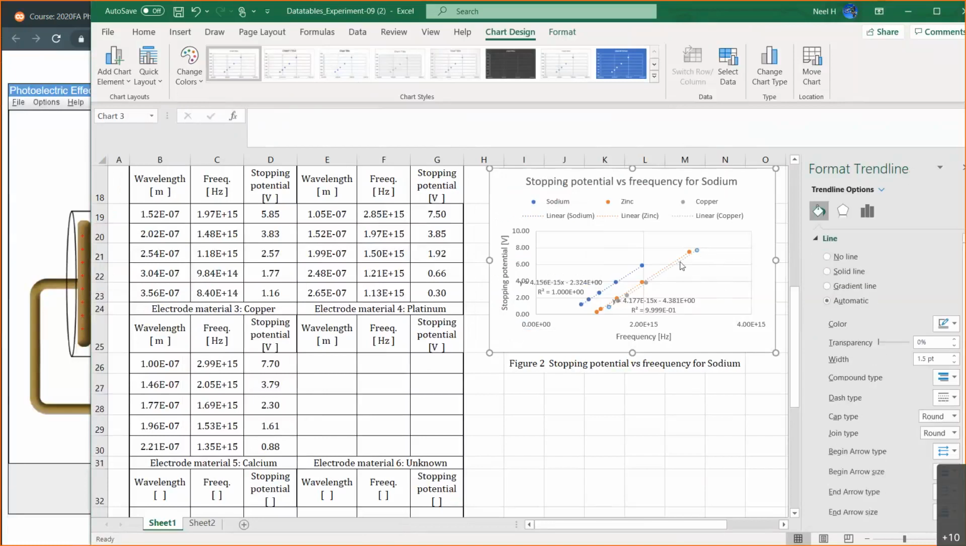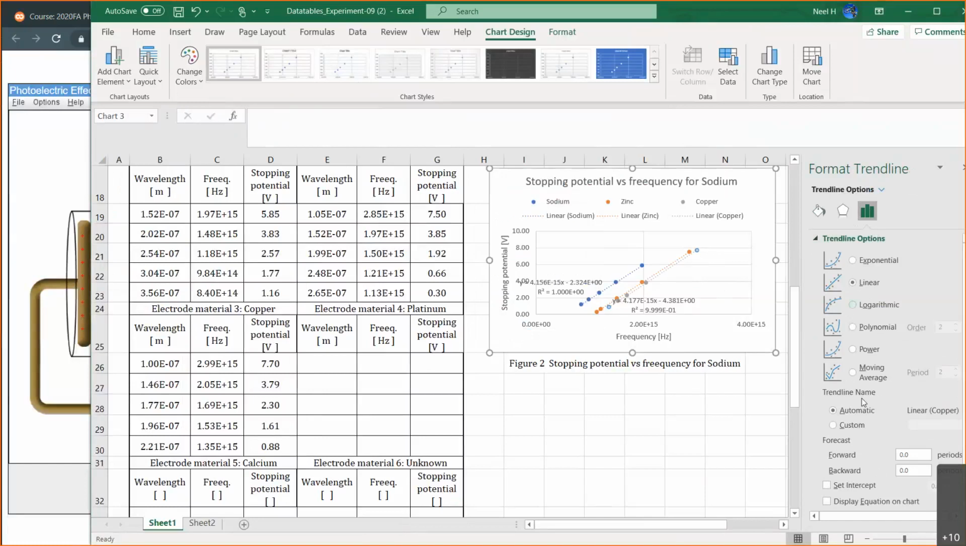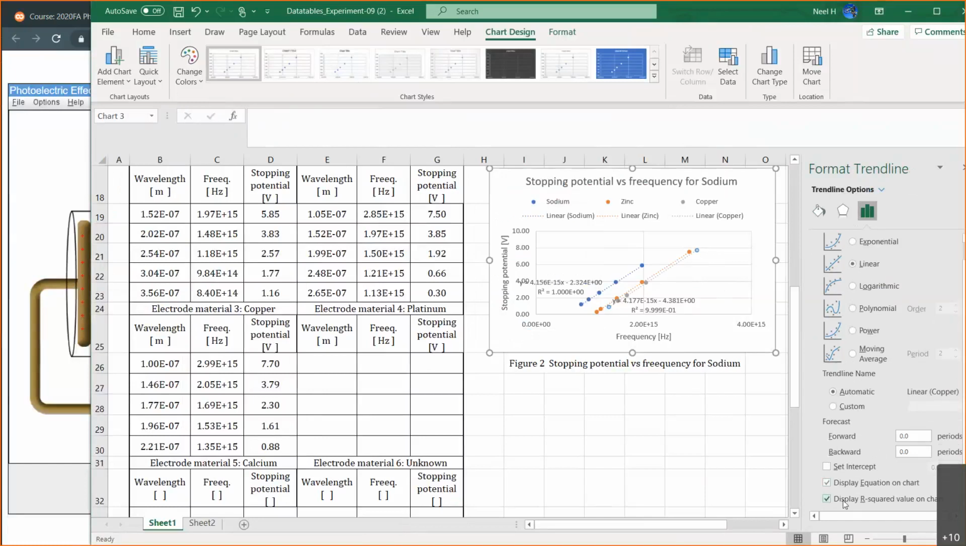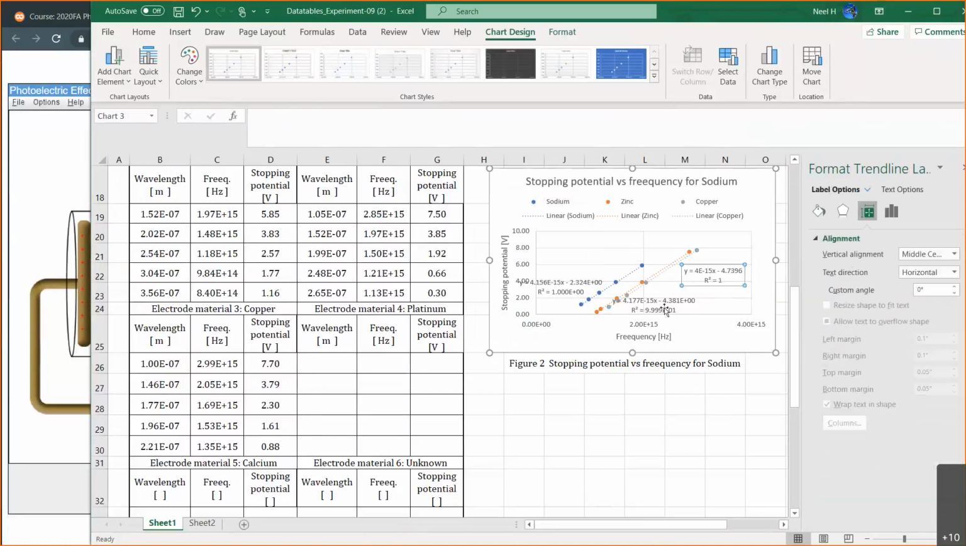Double click on the copper trend line, show equation and the R values. So this is actually for copper. This number is actually for this orange line. So you may have to put those numbers as close as possible to that line. Then later, if it is needed to identify, then you know how to identify.